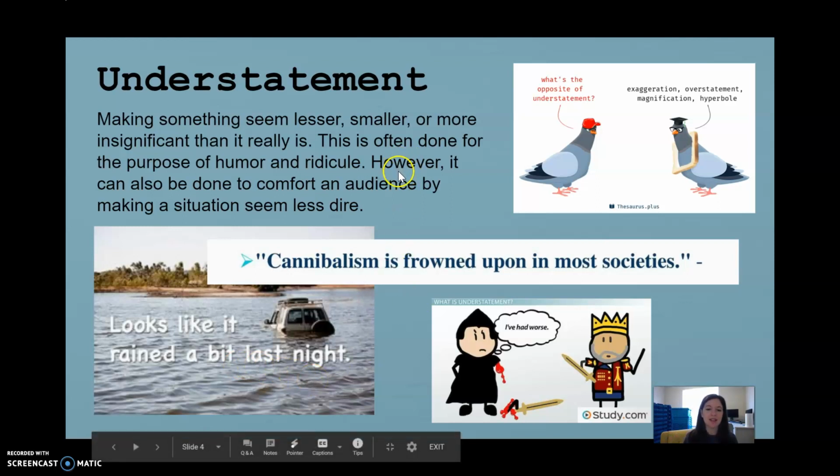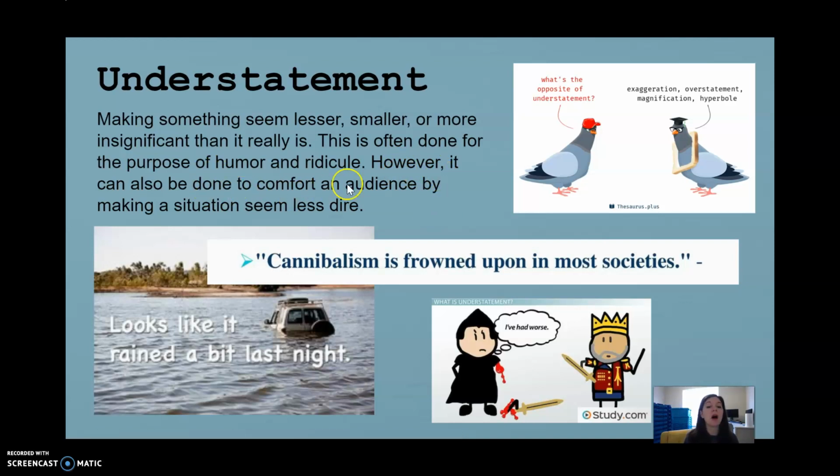Another way you can use it is not satirically. Sometimes it's used to comfort an audience by making a situation seem less dire. So for instance, here we have "cannibalism is frowned upon in most societies." Actually, I don't think this is really used to comfort an audience. I think this is actually used for a different reason, and it's to maintain an objective tone.